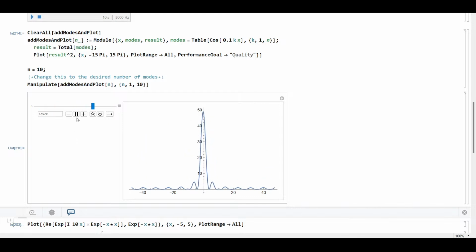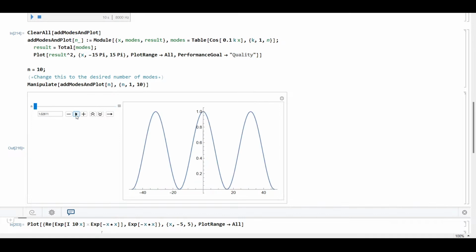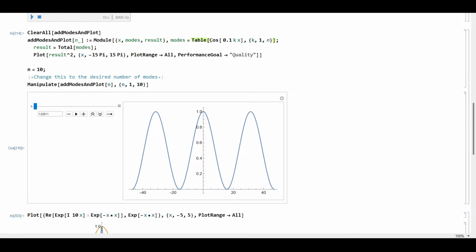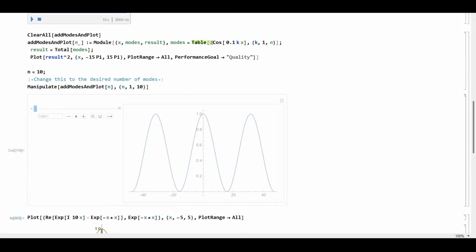So this is how you would represent a wave packet. You keep on adding more modes and you will get a wave packet. Here I'm keeping the amplitude the same. I could change the amplitude here as well. I could say that all the higher order modes that I add will have decreasing amplitude. Let's say like this.